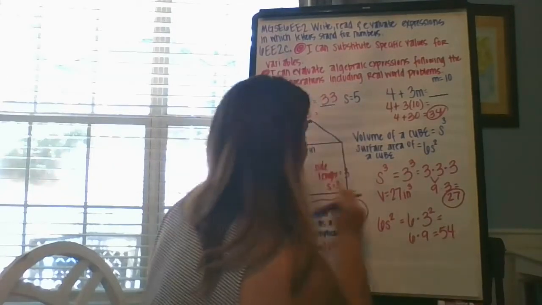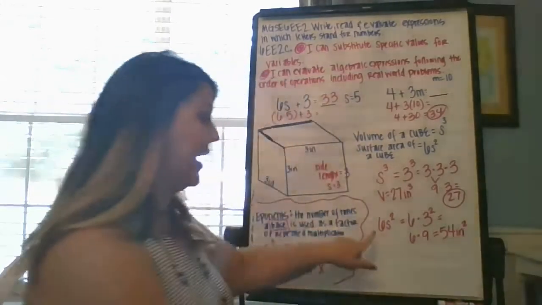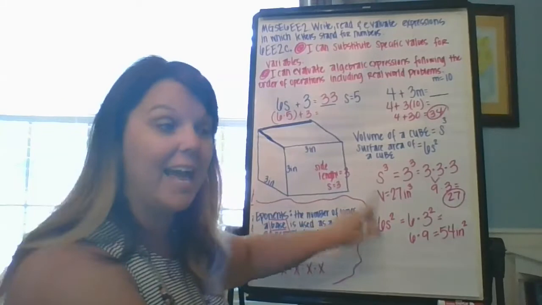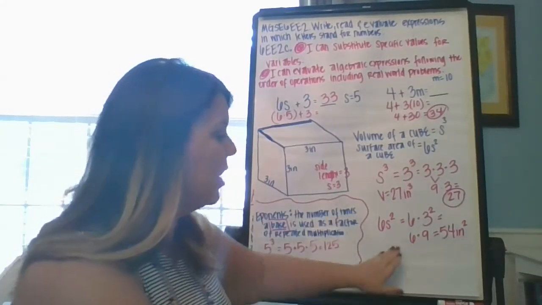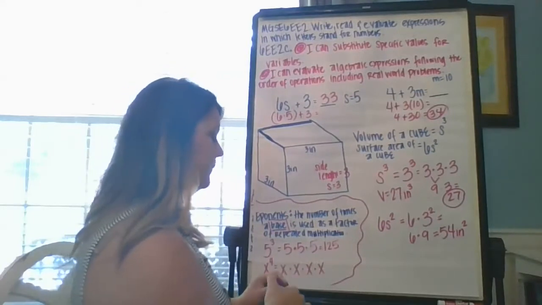And that's going to be inches squared. And it's squared because unlike volume, this is surface area. Area is two-dimensional. So this answer would be 54 inches squared.